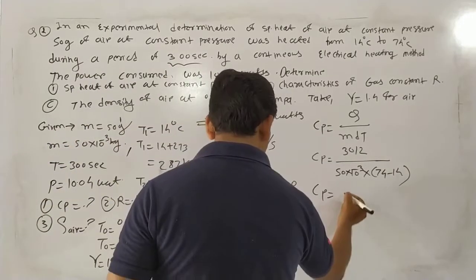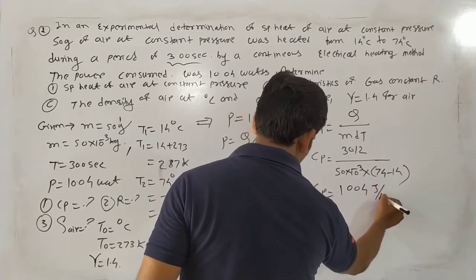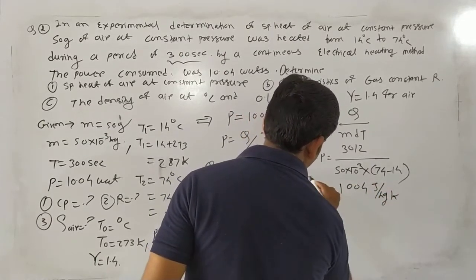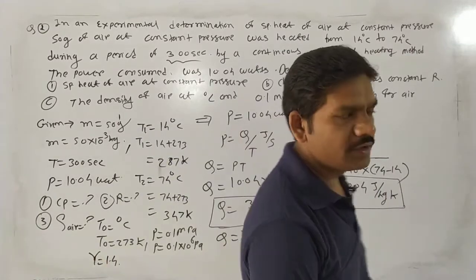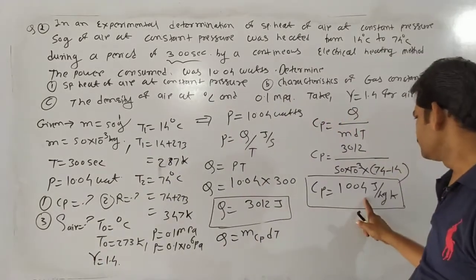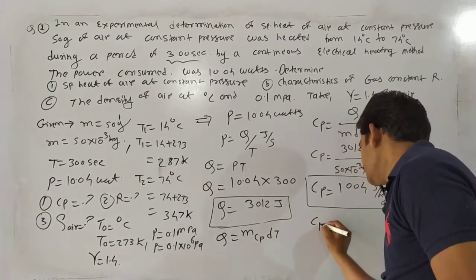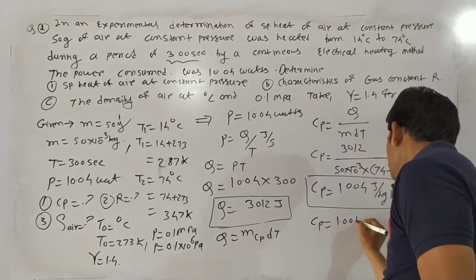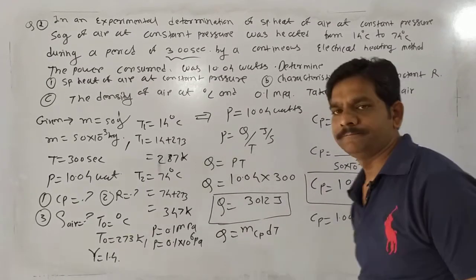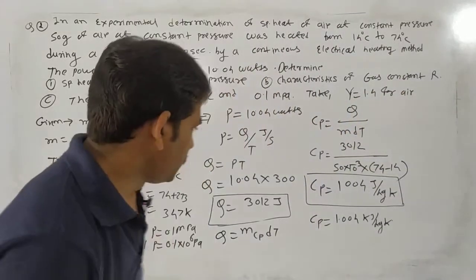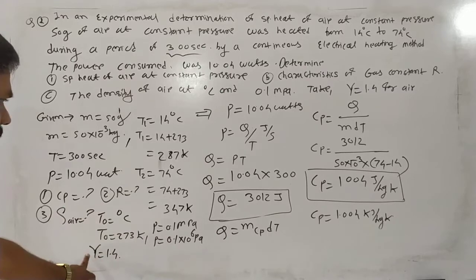It is 1004 joule per kg Kelvin. This is the specific heat of air. 1004 joule per kg Kelvin. In kilojoule, 1.004 kilojoule per kg Kelvin. Then another parameter required. How much? What is required, guys? R is required. So gamma is given.